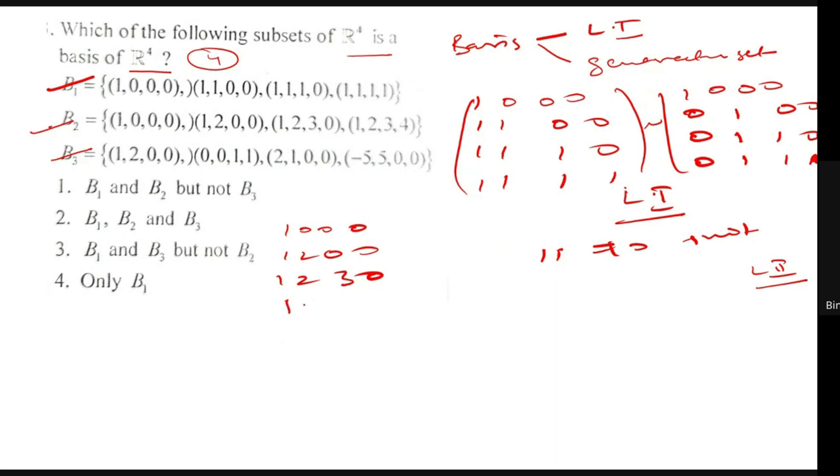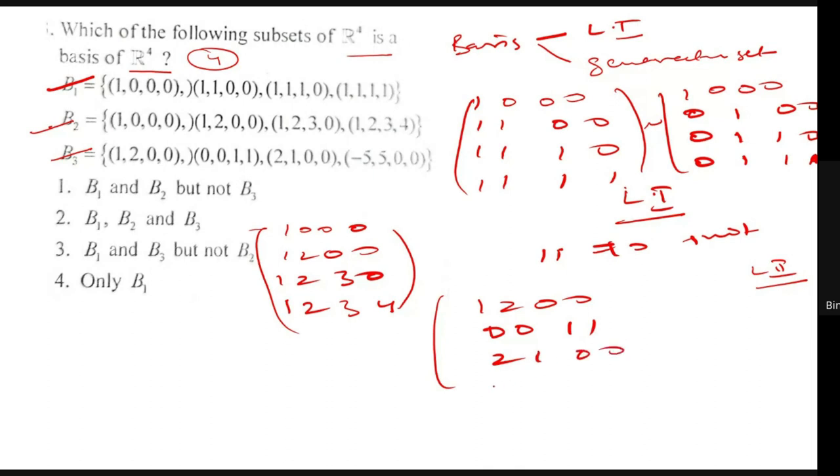Similarly, you can see the next option, B4. Here also the determinant is non-zero, so B4 is also a basis of R4. Similarly, you can check B3 by writing 2 1 0 0 minus 5 5 0 0, and you will see that the rank of B3 is less than 4, so it will become LD. The answer will be B1 and B2, but not B3.